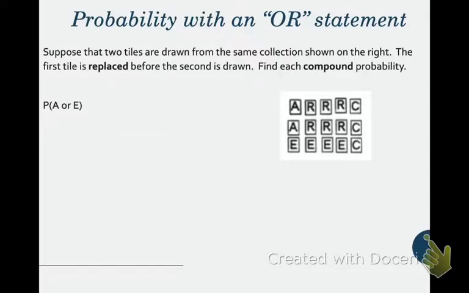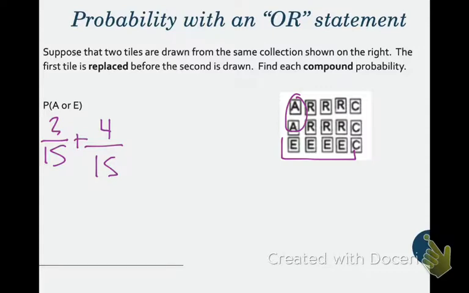All right, so again, I know it says that two tiles are drawn and the first tile is replaced before the second tile is drawn. That's not actually true when we're dealing with "or," so you can ignore that. Okay. So the probability of getting an A is 2 out of 15. There are 2 A tiles. There are 15 total tiles. The probability of getting an E is 4 out of 15.